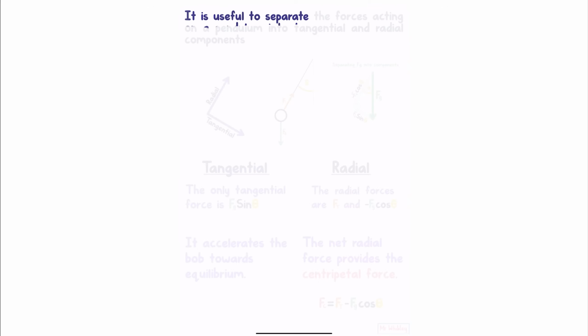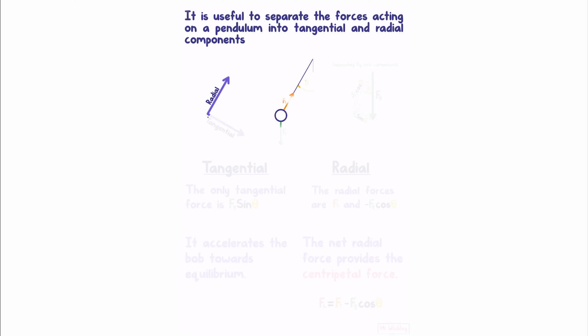It is useful to separate the forces acting on a pendulum into tangential and radial components, where if we have our pendulum suspended, our radial component is in the direction of the radius, and our tangential is at a tangent. The forces acting are the gravitational force downwards, and the tension force which acts along the radial. If we imagine our pendulum at a certain angle, we can separate Fg into its tangential and radial components.